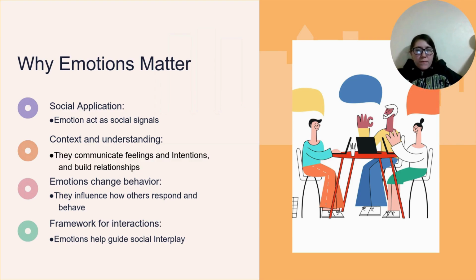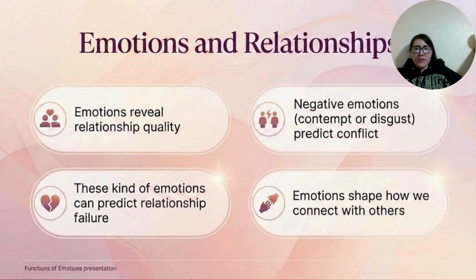So moving on to emotions and relationships. So emotions reveal relationship quality. So that means if you always have good things to say about the other person in the relationship, that can show that the quality is good. And if you only have bad things to say, or you might not want to see that person or talk about them, or anytime they're brought up, you might get a sad or upset look on your face, then it might show the quality is not as good. And those kinds of emotions can predict a relationship failure, such as contempt and disgust. It can show that a relationship may not last.